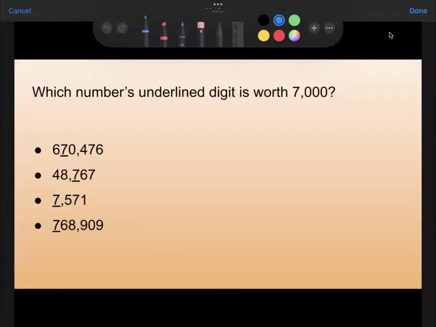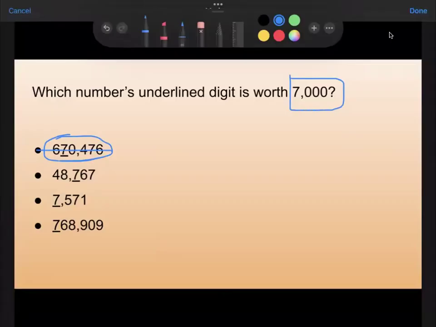Okay, so let's do some practice with this. Which number's underlined digit is worth 7,000? If we want to find a digit that has a value of 7,000, we're probably looking for a 7 in the thousands place. So we're going to go through our list of numbers here on the left and find which one of those has a 7 that's underlined in the thousands place. In this first one, the underlined 7 is not in the thousands place. It's in the 10,000s place. So that 7 would have a value of 70,000, not 7,000. So we're going to cross that one off.